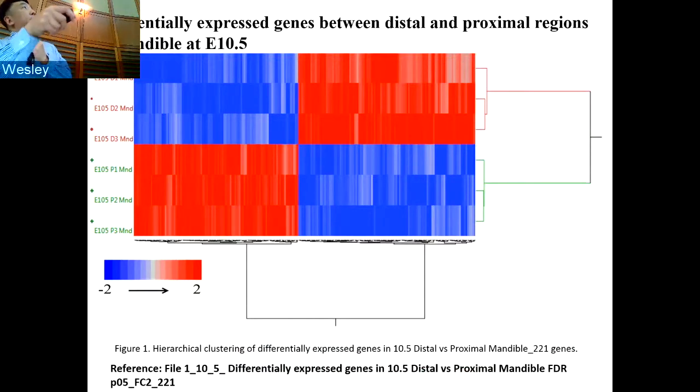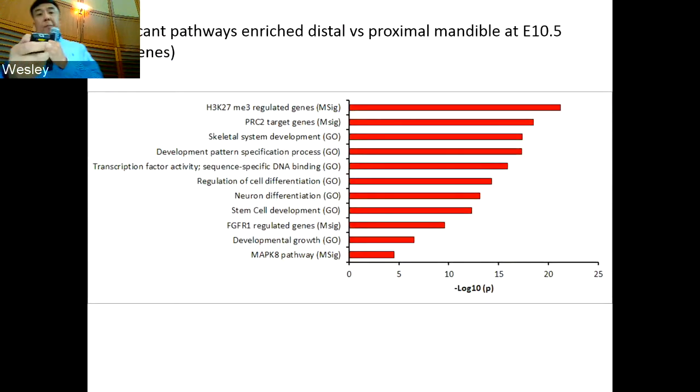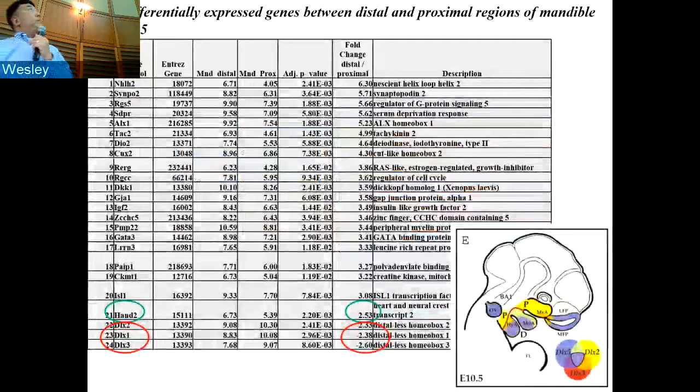and then highly expressed versus underexpressed genes in the different regions, with a heat map analysis. And then from there, you can look at some of these significant pathways that are enriched in the distal region versus the proximal part of the mandible development at E10.5. And so when we look at these top differentially expressed genes, we are always very pleased to see that these genes that we picked up correlate with what has been published in the literature.